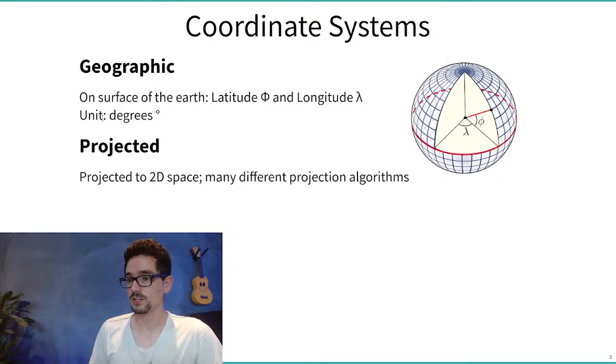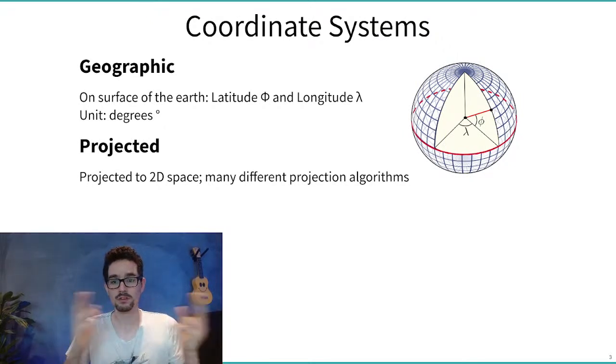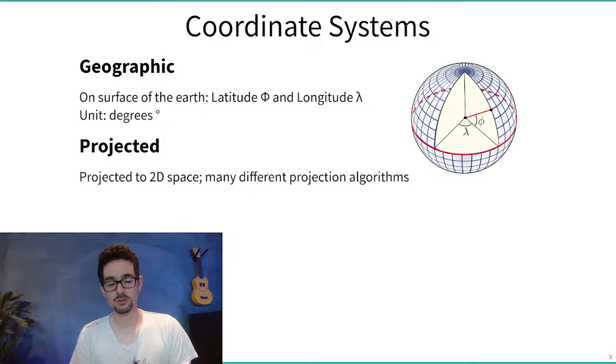So the challenge here basically is just the projection. If we would have an algorithm that projects our three-dimensional ball or ellipsoid into a two-dimensional space, then making computations on this two-dimensional space, on this map, would be much easier.